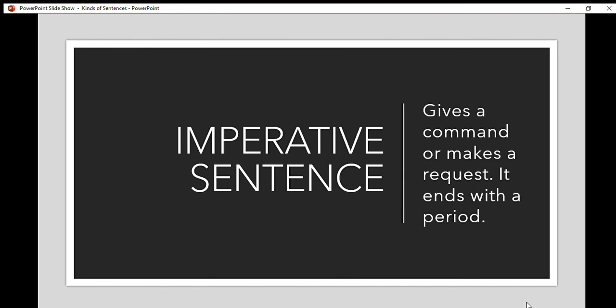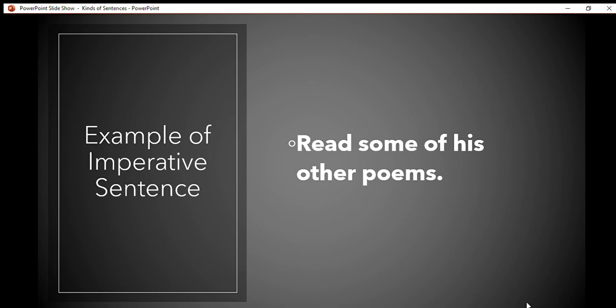And lastly, an imperative sentence. An imperative sentence gives a command or makes a request. It ends with a period. It's very critical to know how these sentences end. That's a key to understanding the difference. An example, "Read some of his other poems." It presents a complete thought.